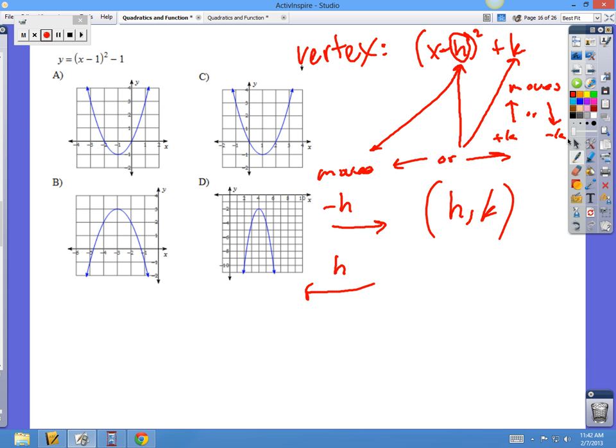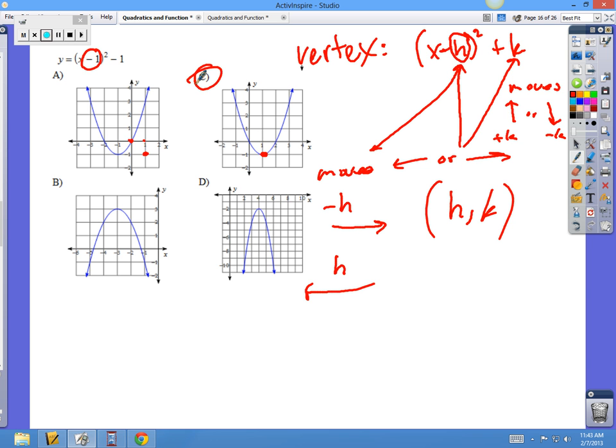So on the test, I'd probably give you this and say, okay, this minus 1. A shifts it 1 to the left, B shifts it 1 to the right, C shifts it 1 up, or D shifts it 1 down. That's probably more of what you see on the test. So this minus 1, you're going to start right here. That's your 0, 0. Does that minus 1 say go left 1 or go right 1? So go right 1, and this minus 1 says go down 1. So which of these graphs has over 1 down 1 for your vertex? It's got to be C.